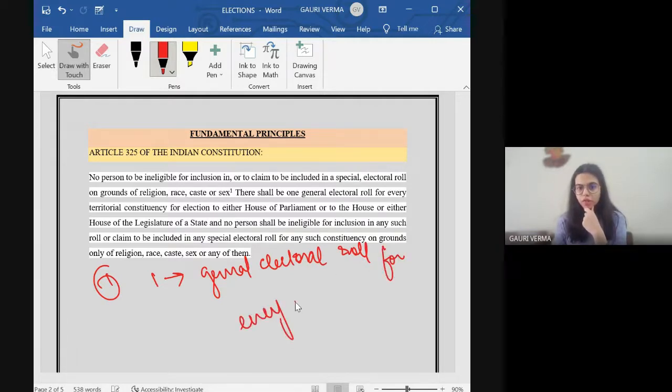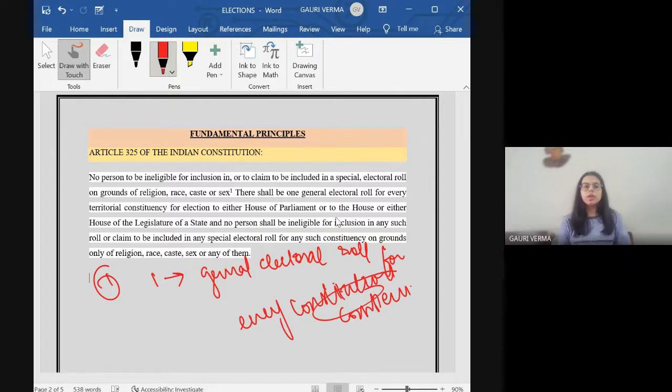Okay? For every territorial constituency. Now, what do you mean by territorial constituency? See, there shall be one general electoral roll for every territorial constituency. So, what do you mean by territorial constituency? Territorial constituency is the smallest part of a territory from where election can be held.